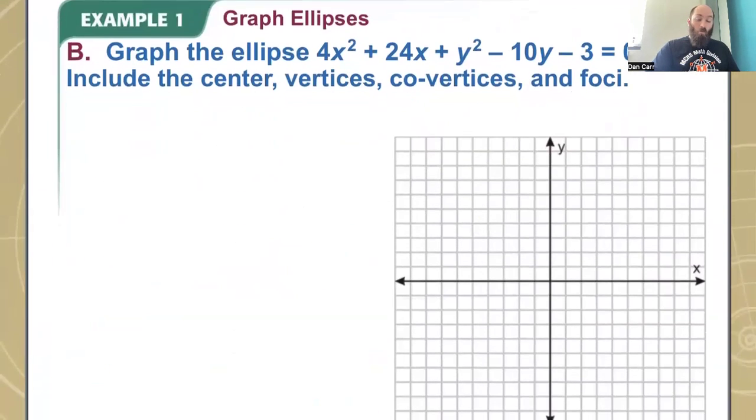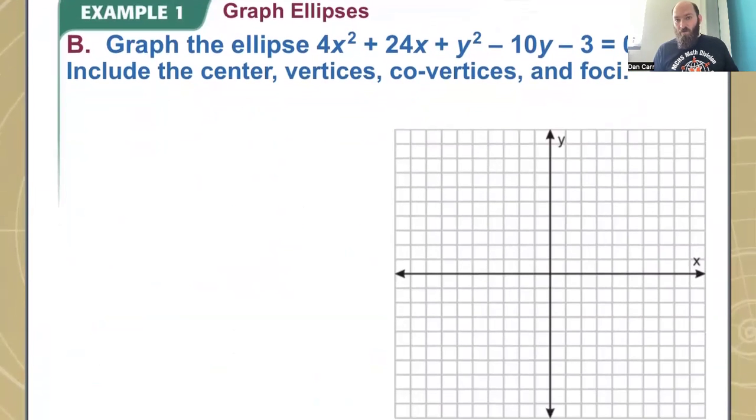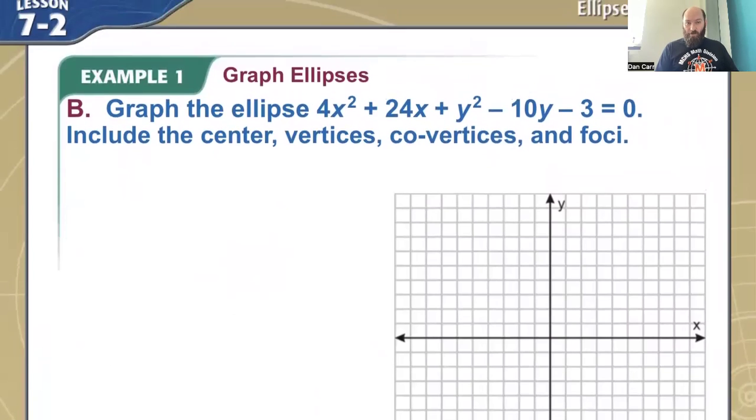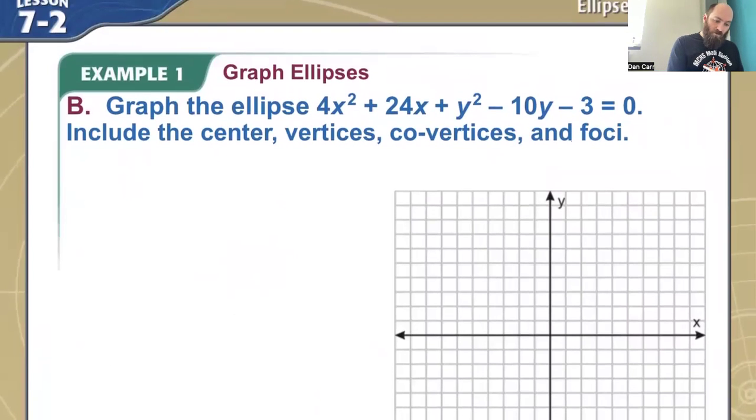So let's do one more graphing, but it's not quite in our normal setup here. Okay, so for this one, we're going to do some completing the square to start this problem. So I'm going to rewrite this.